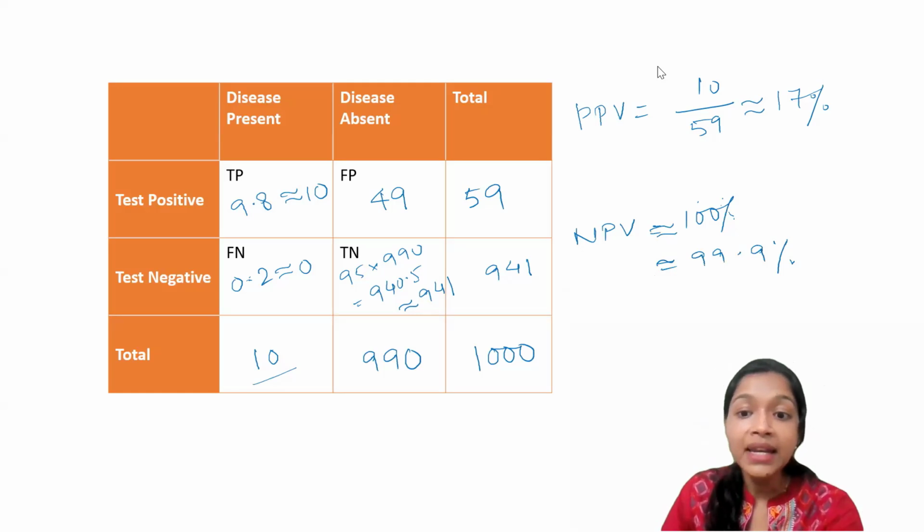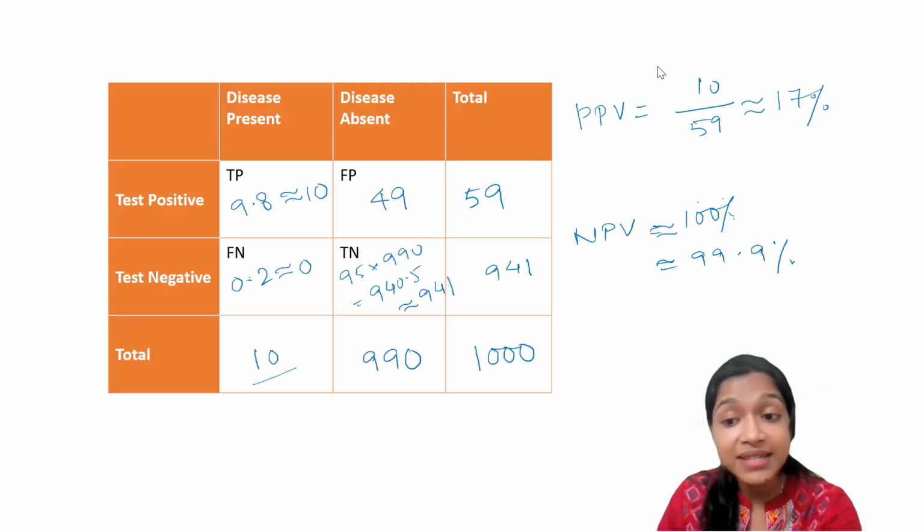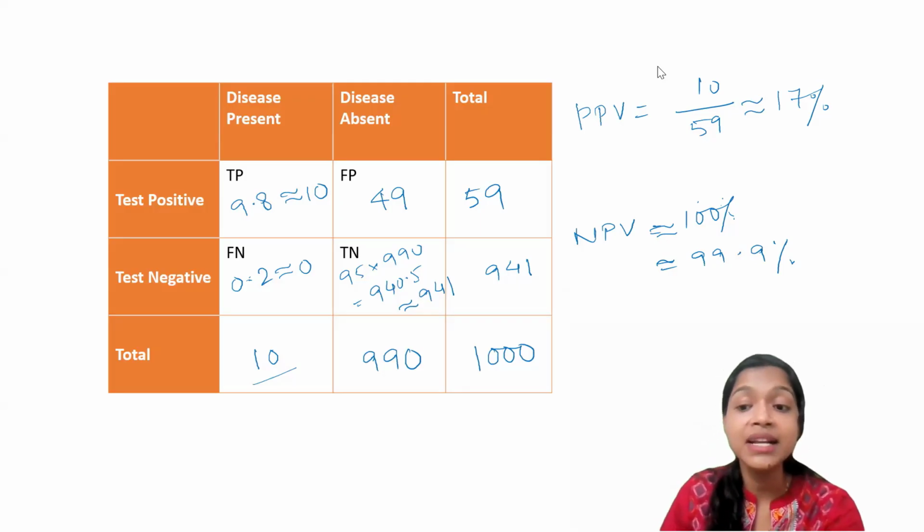While this test gives a very high negative predictive value, it means someone who tests negative has a very high chance that they truly do not have the disease in question, right?